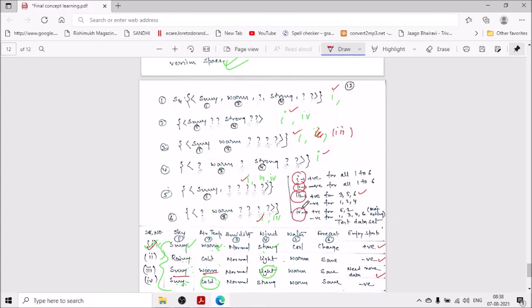For the fourth data, 5 and 2 say it is positive. The fourth one: 5 and 2 say it's positive, but the remaining 1, 3, 4, 6 say it's negative. So here 2 hypotheses say it's positive, 4 hypotheses say it's negative. So we have to take the majority voting and we consider it negative.